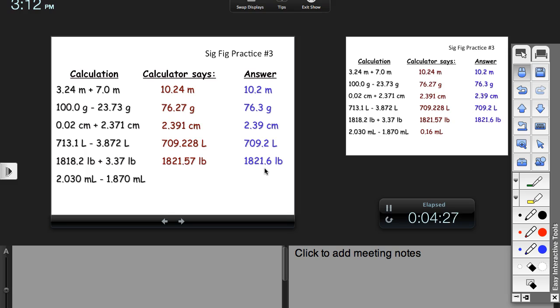Let me talk to you first before you write anything down for this last one. This is a calculator that you put the numbers into. Think about what a calculator is going to do. And now think about your rules. So go ahead and give this one a try. That's what your calculator is going to say. Now think about the rules for significant figures.